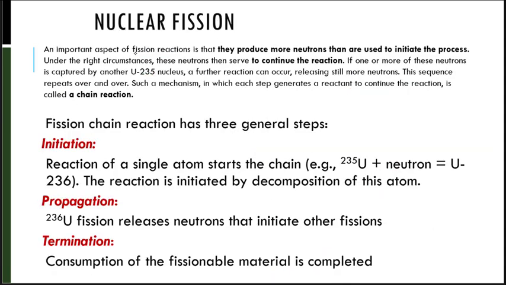An important aspect of fission reactions is that they produce more neutrons than are used to initiate the process. So under the right circumstances, these neutrons then serve to continue the reaction. If one or more of these neutrons is captured by another uranium-235 nucleus, a further reaction can occur, releasing even more neutrons. This sequence repeats over and over. This mechanism, where each step generates a reactant to continue the reaction, is called a chain reaction.